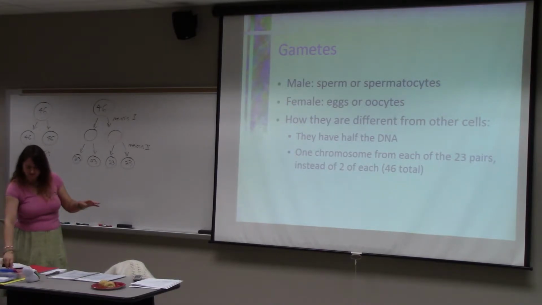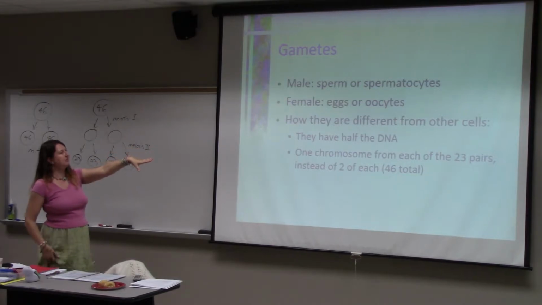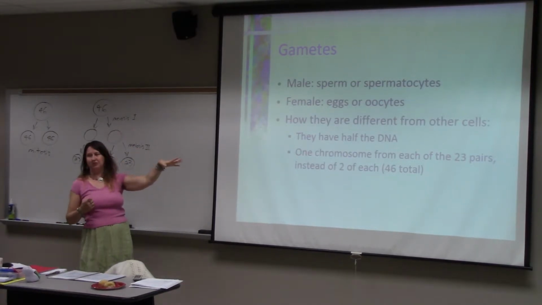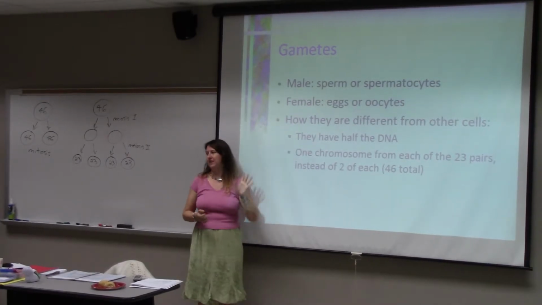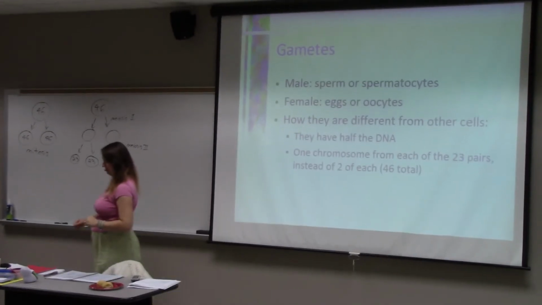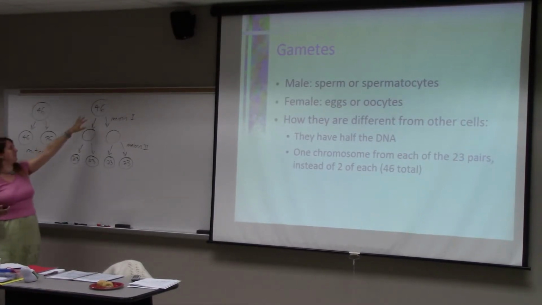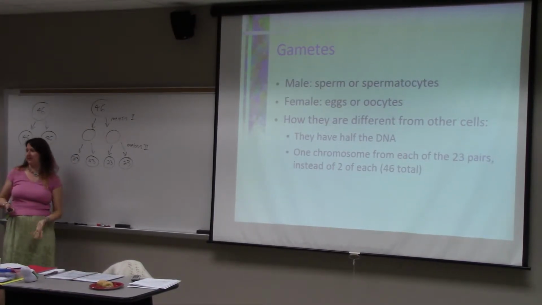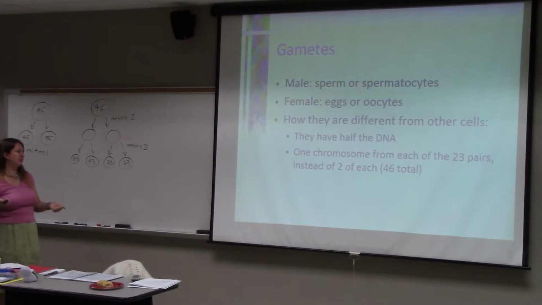The gametes are the eggs and sperm. Technical terms for them are spermatocytes and oocytes. They are different from other cells because they have half the DNA, which we'll talk about coming up. Out of the 46 chromosomes in a typical human cell, those are in pairs, so a gamete has one from each pair for 23 chromosomes.